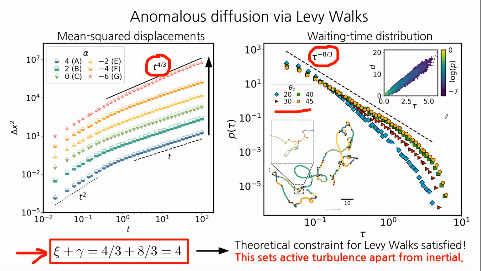This, together with the fact that there's a more or less constant velocity in the system, shown here by the joint distribution of the step lengths d and the waiting times tau, which is more or less linear, we can conclude that the system actually has Lévy walks that lead to anomalous diffusion. That really sets your active turbulence apart from inertial turbulence, because all of these things do not happen in inertial turbulence.